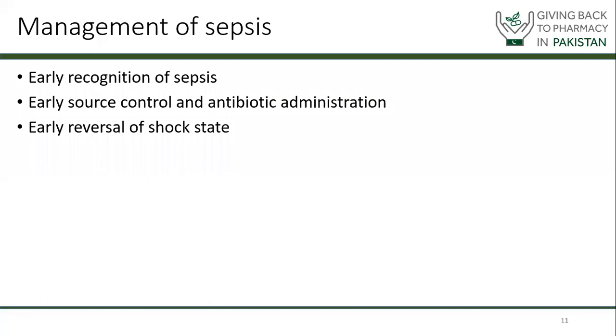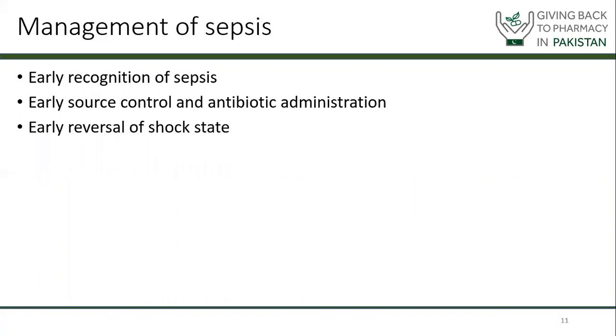So that's why early recognition of sepsis is very important to reduce the mortality rate and for proper treatment of the patient. Second, early source control and antibiotic administration. What is the source of the pathogen? Is there any catheter inserted? Is it a ventilator-associated infection, or any other? Is it an infection that is being transmitted by the mother to the baby? So recognition of the source and its control and the start of antibiotic administration is very important. Third, early reversal of the shock state, and this can be achieved by supportive treatment.